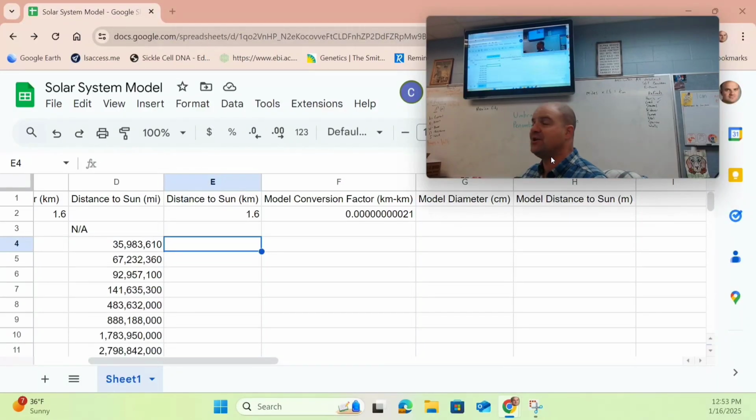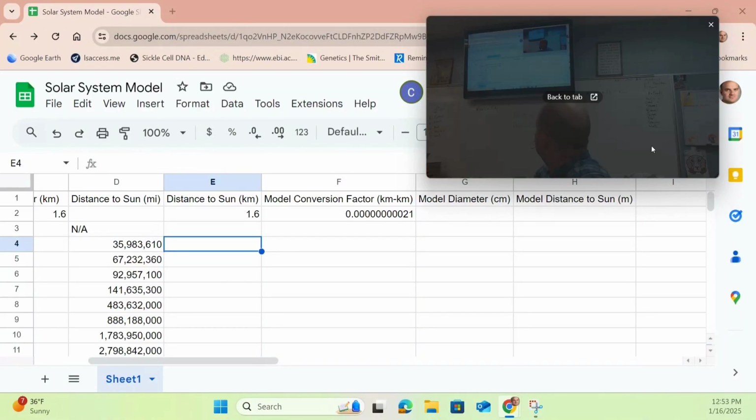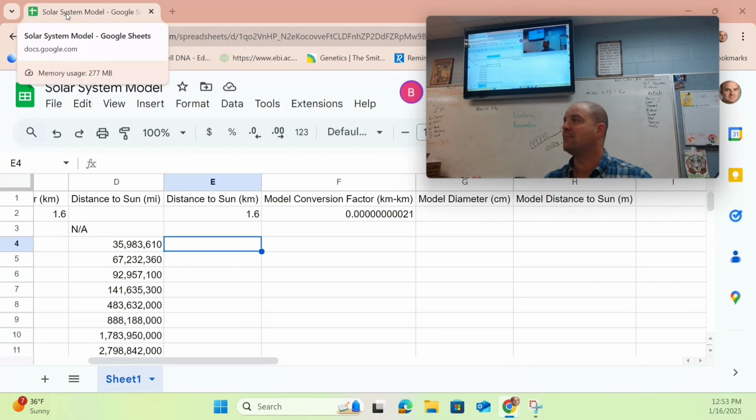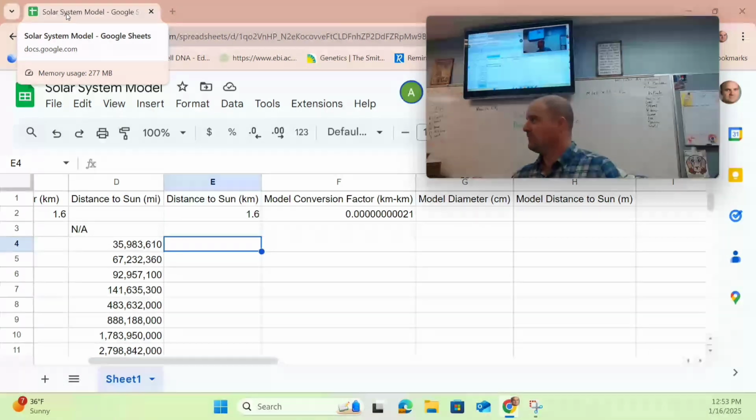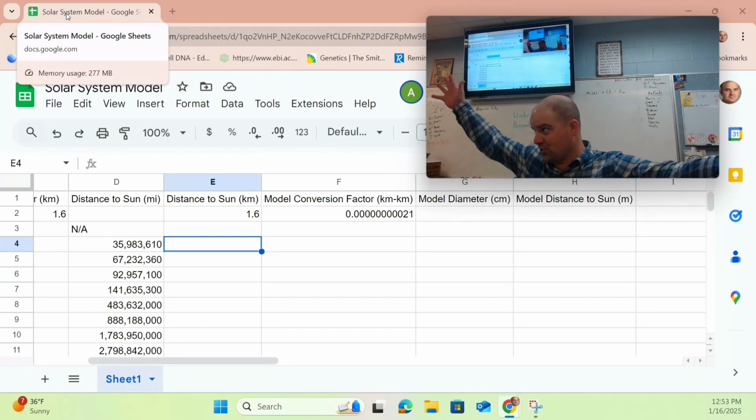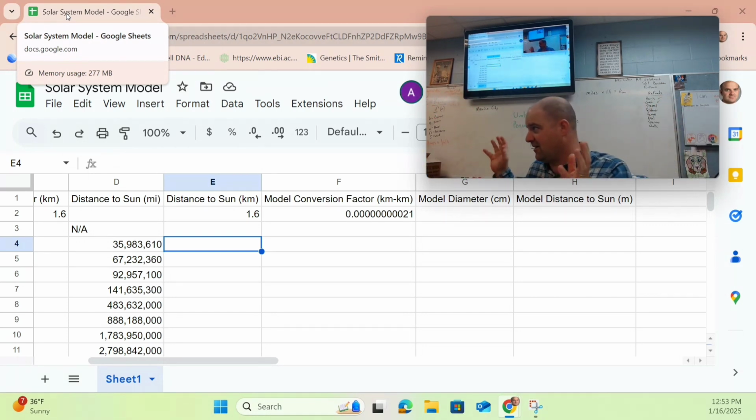Here we go. In your Google machine, you will find this solar system model. I have created a spreadsheet that we will use today to ascertain sizes for our model, sizes like diameters and distances. Does that make sense? From reality, we're going to shrink the solar system down for a scale model. Got it? I think I already warned you about this.